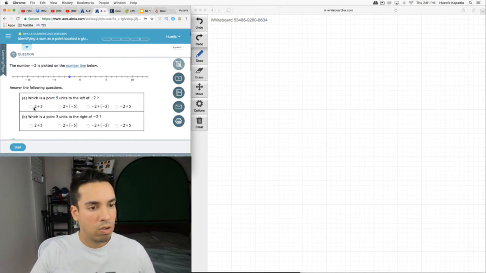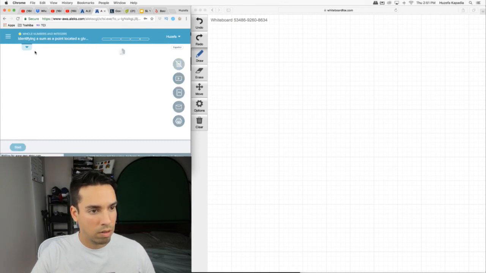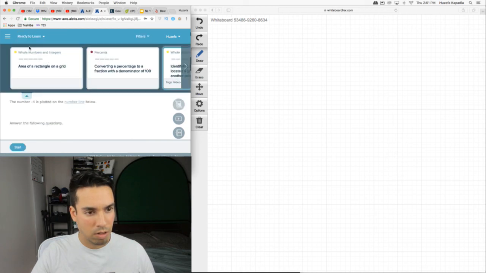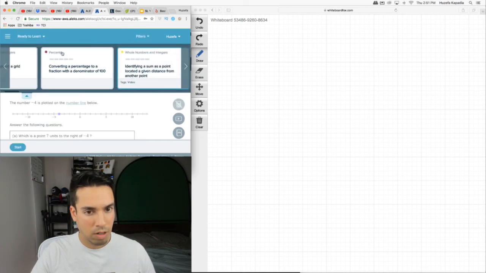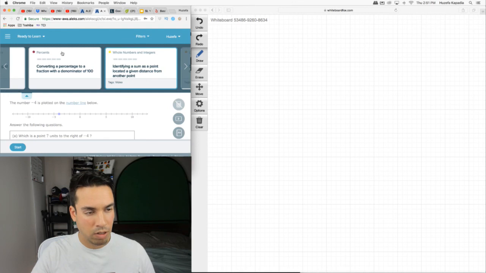Identifying a sum as a point located a given distance from another point.